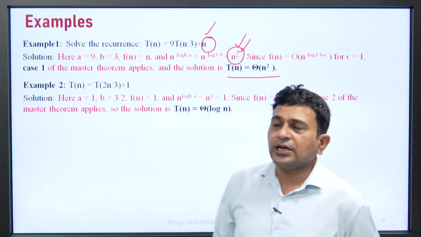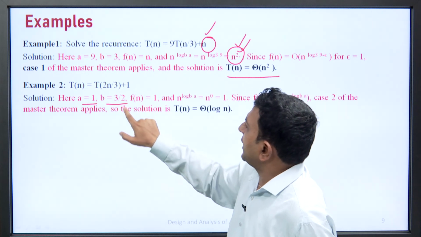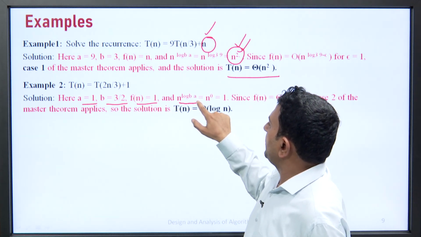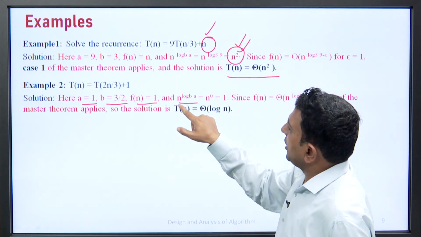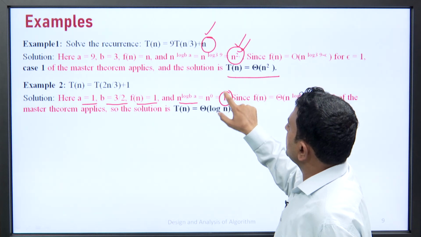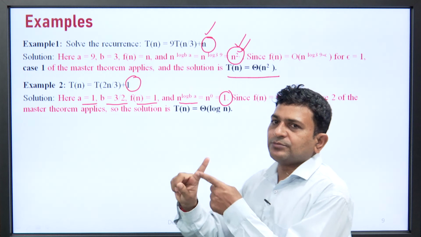Now, if we take the second example here, a is equal to 1, b is equal to 3 by 2, f of n is equal to 1. So, n to the power log a base b will come what? Log a means log of 1 is 0. So, n to the power 0, that is 1. So, this term is coming 1 and f of n is also 1. So, both these terms are equal.